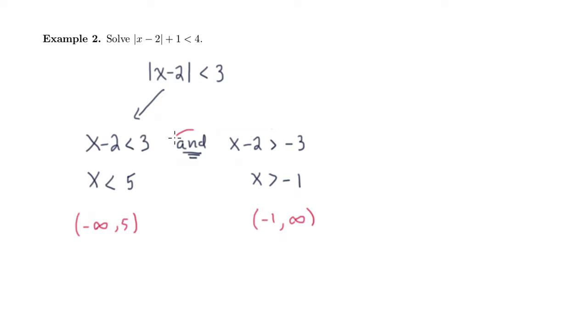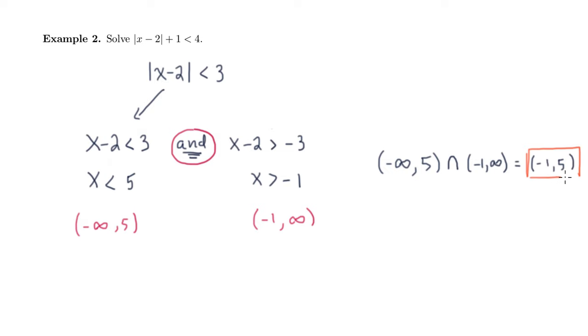And the key word is and. I needed two things to be true. And I got two distinct sets. So the and tells me I actually need to intersect them. So the solution is going to be the intersection of these two rays. Negative infinity to 5, intersect negative 1 to infinity. And what do I get? I want all the numbers less than 5, bigger than negative 1. Well, that's just the interval negative 1 to 5. So this is going to be my solution set.